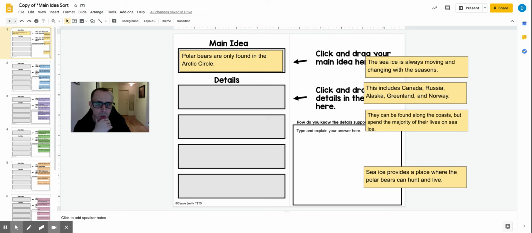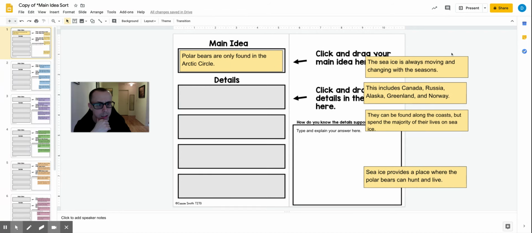These five countries are in the Arctic Circle, so I think that would be a good transition. Let's double check. They can be found along the coasts, but spend the majority of their lives on sea ice. And sea ice provides a place where the polar bears can hunt and live.